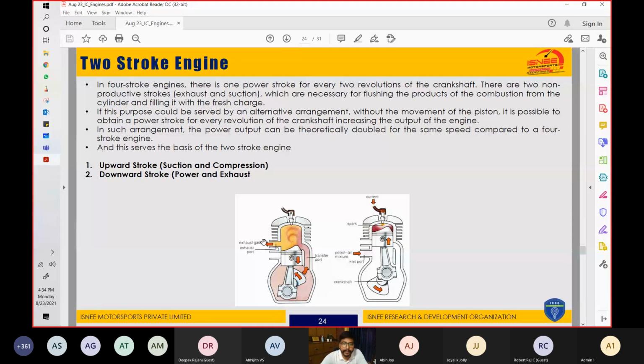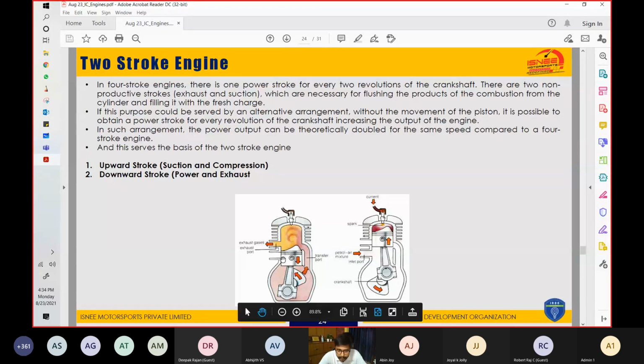So what we did is we reduced these 4 strokes, and we brought 2 new strokes into the light, and these 2 new strokes are the upward stroke and the downward stroke. You will see that the engine construction in this case is changed a little bit. Earlier, we used to have the intake manifold on one side and the exhaust manifold on the other. But now you see that this is the intake manifold and this is the exhaust manifold.